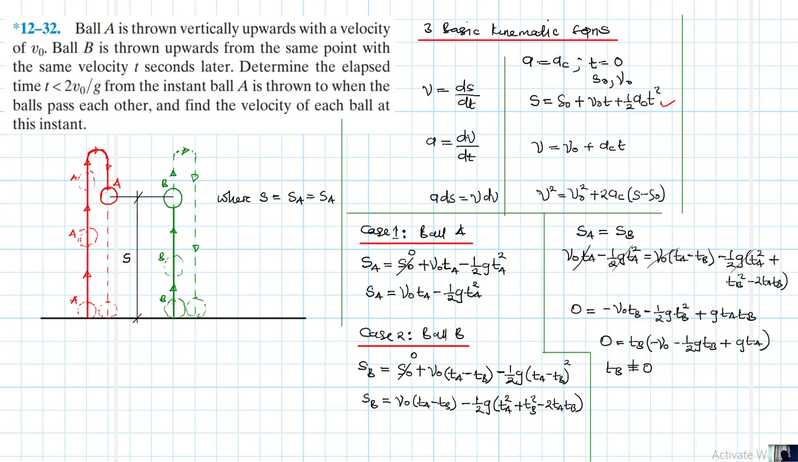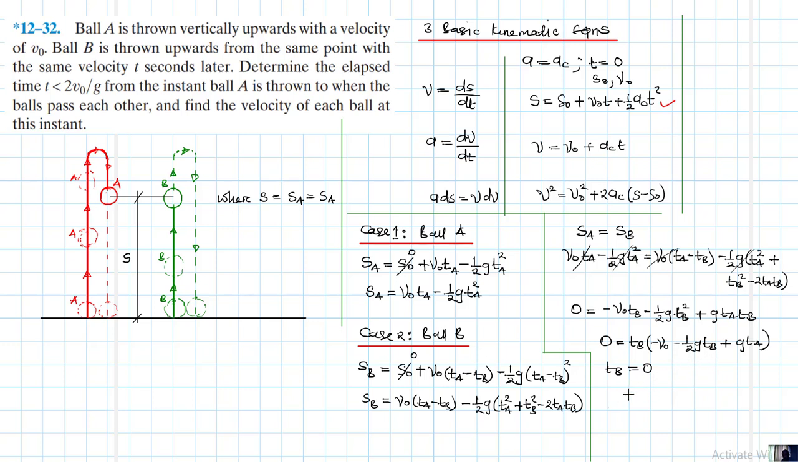So let's find. Then we have this one equation where we can make TA subject to the formula. Right, we can make it subject to the formula, right? Okay. Right. So we want to determine the time elapsed from the instant ball A is drawn to when the two balls pass each other. Right. So let's make TA subject to the formula here.